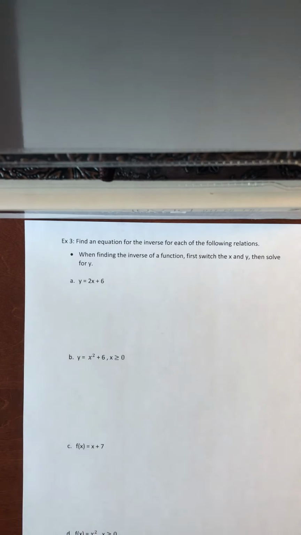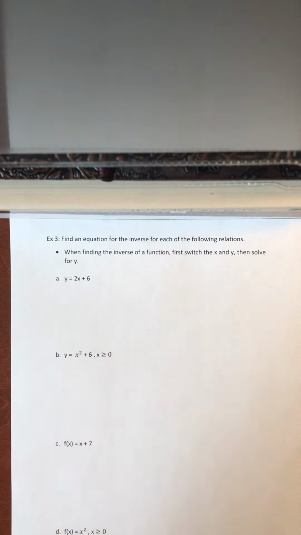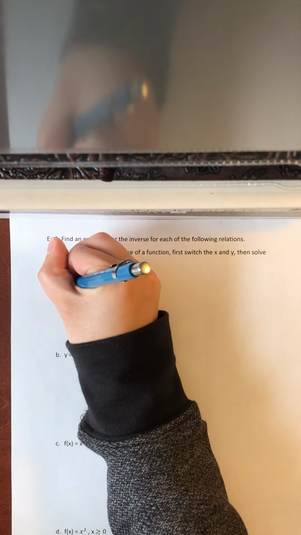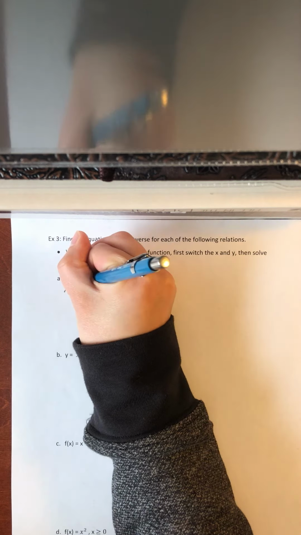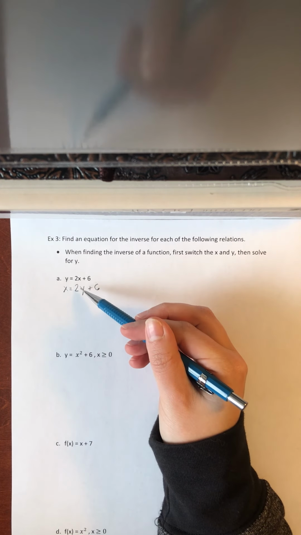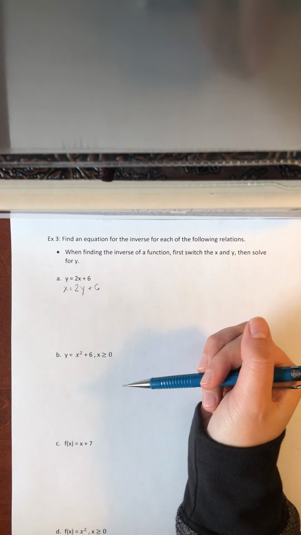Okay, example 3. Next, find an equation for the inverse for each of the following relations. So when you do this, you have to first switch the x and the y, and then you solve for y. So the first thing you do is where y is, you put an x, and where x is, you put a y. So you're substituting x for y, and you're substituting y for x, okay? So you're just switching the x and the y.